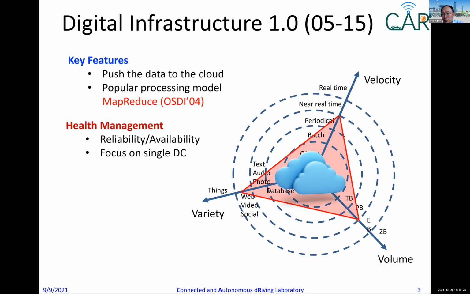If you look from the infrastructure point of view, you are experts in this, looking at how healthy the infrastructure is. Such as Chameleon, which is one of the NSF cloud infrastructures. You probably need to deal with reliability, availability, etc. But most of them are focused on a single data center. And then sustainability is another issue. People look at the PUE, etc. That was what happened in 05 to 15. So we're talking about the digital infrastructure.